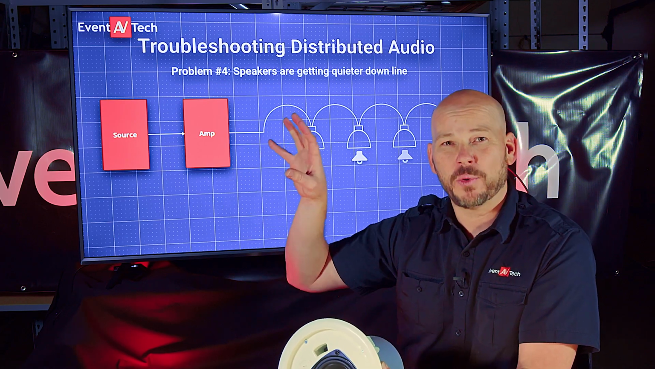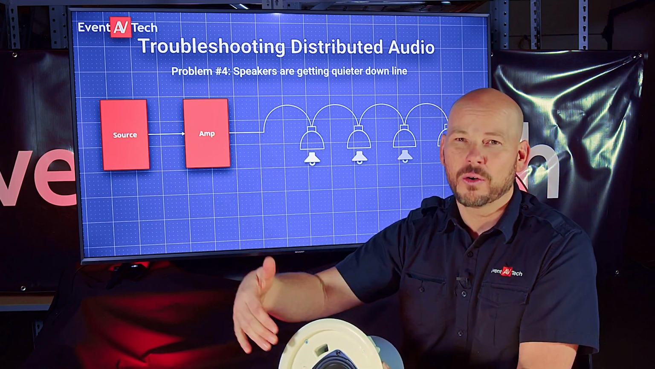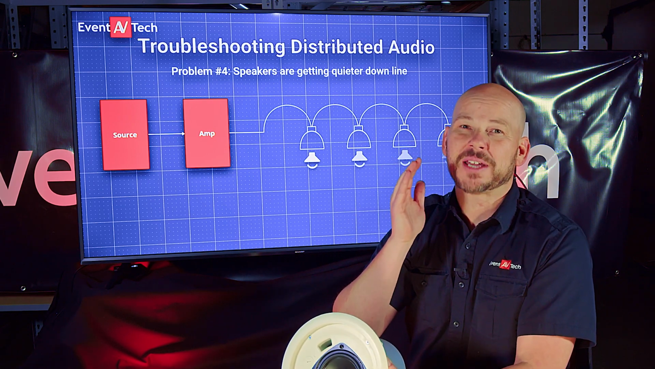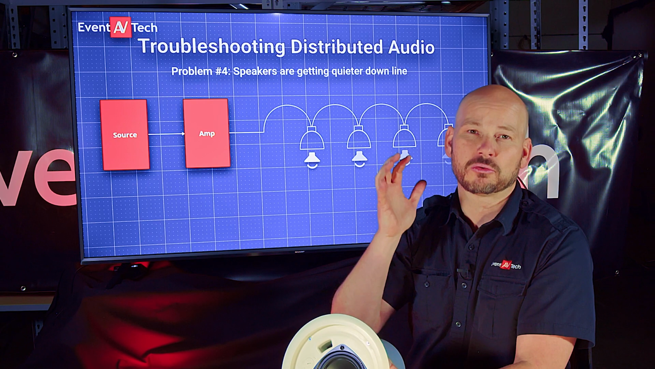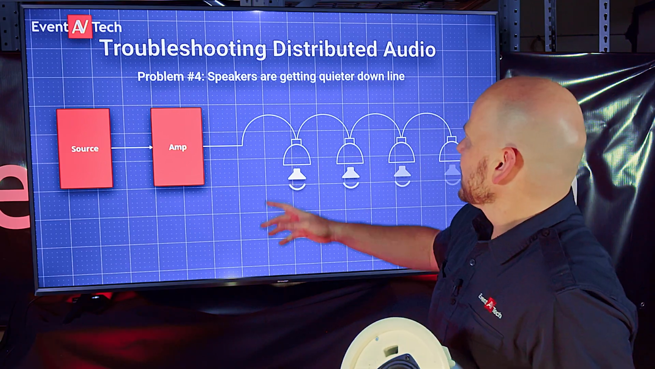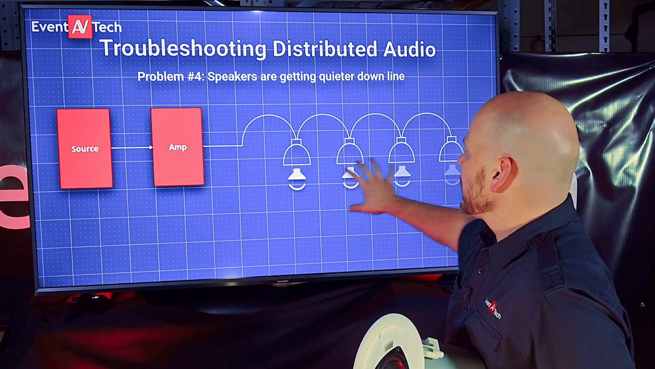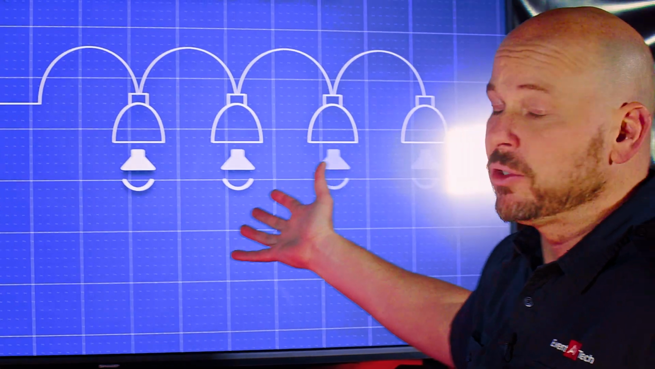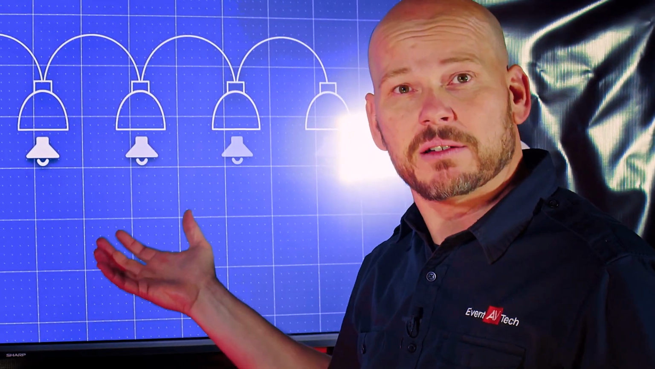So in our previous example, we may have had a tap issue, or we're just gonna check our tap, but this problem is gonna be when the tap is for sure wrong, okay? So what's happening here in this example is our speakers are getting quieter down the line. Speaker number 1 sounds great. Speaker number 2 might sound great, or it's loud enough.